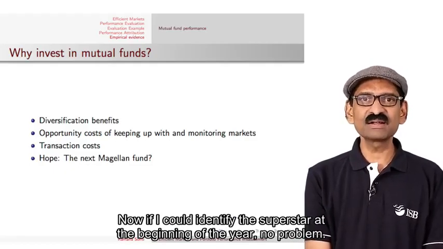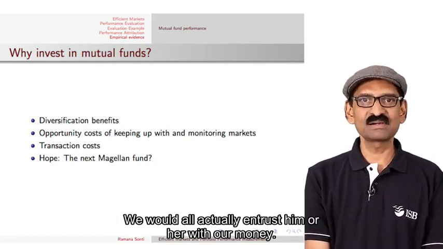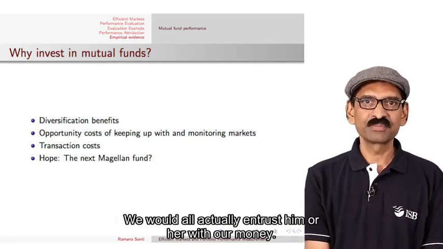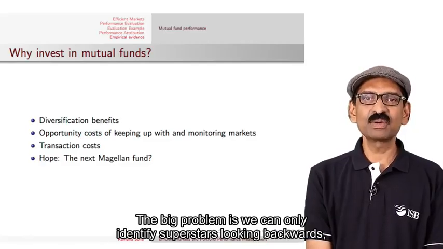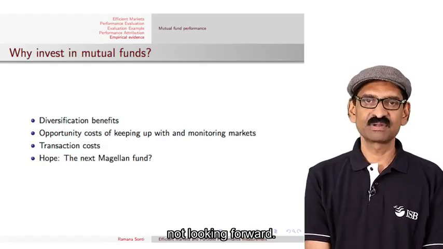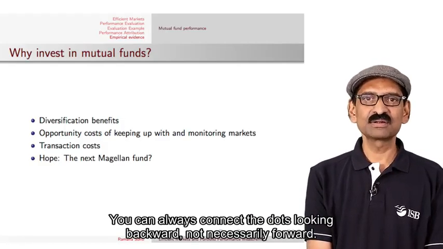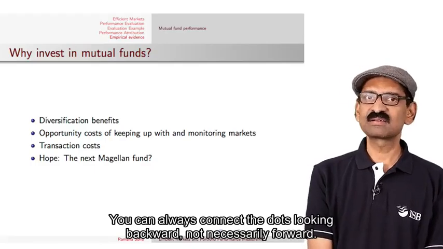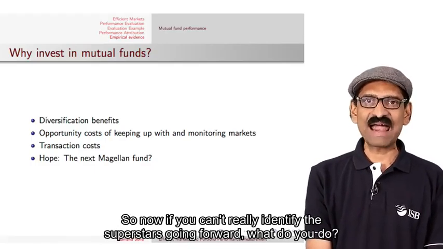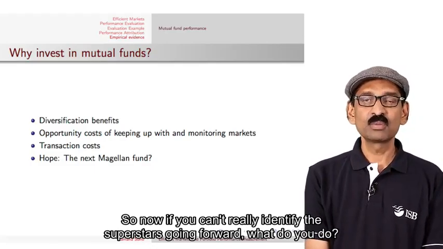Now, if I could identify the superstar at the beginning of the year, no problem. We would all actually entrust him or her with our money. The big problem is we can only identify superstars looking backward, not looking forward. This is sort of like what Steve Jobs said, right? You can always connect the dots looking backward, not necessarily forward. So now if you can't really identify these superstars going forward, what do you do?